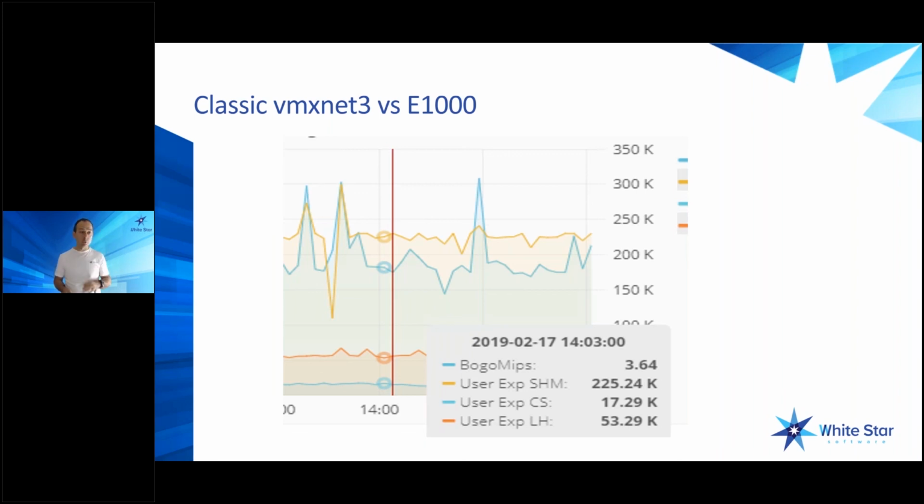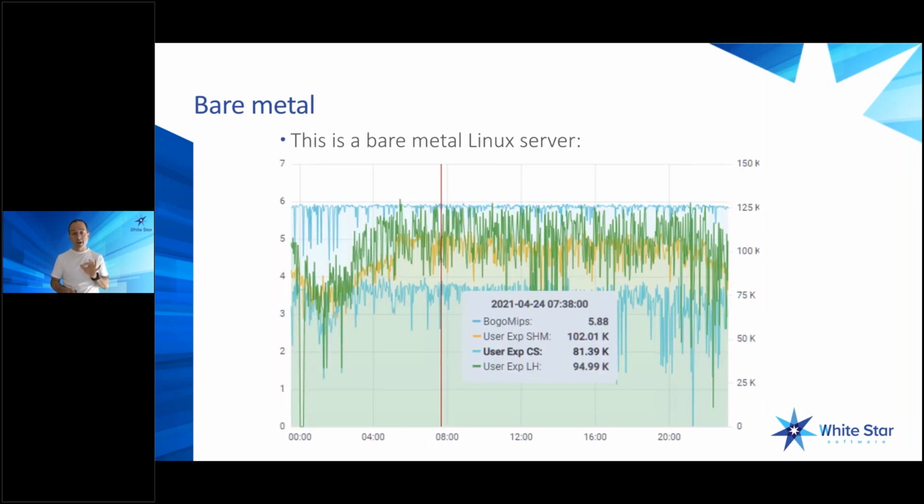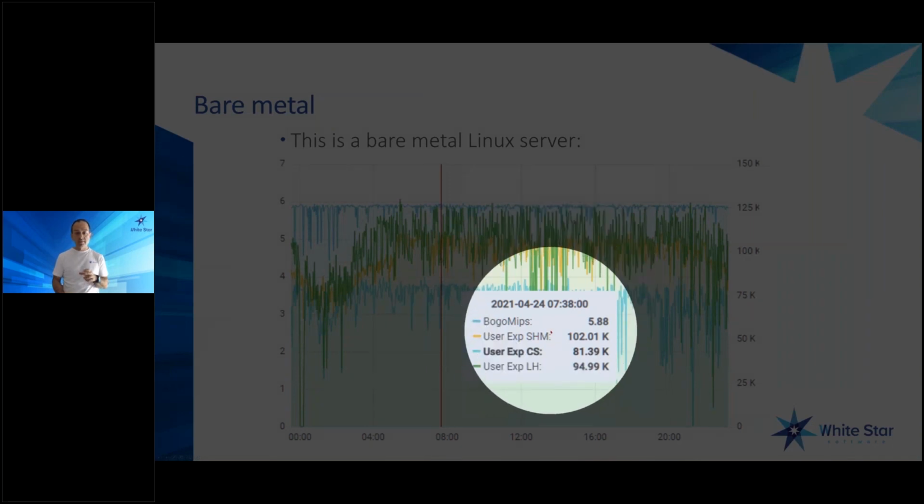So we just swapped out the NIC from E1000 to VMXNet 3, and then the numbers went up from there. So again, very telltale signal here. And here's a bare metal server, just to show you something that's interesting about this particular customer. It's interesting that for a Google MIPS of 6, the user experience SHM is a little bit low, but I think it's because this is also a pretty busy machine.